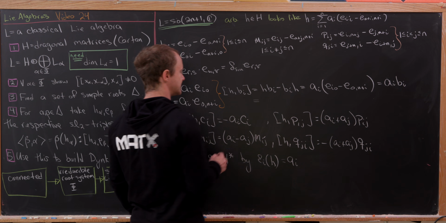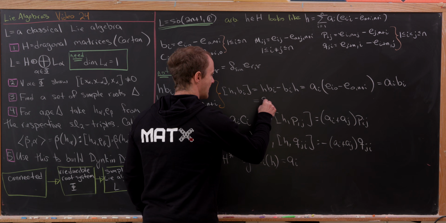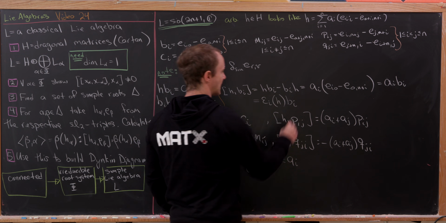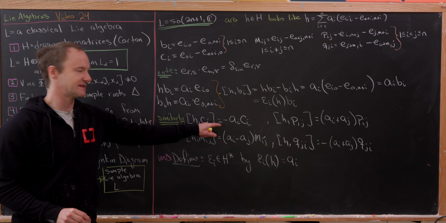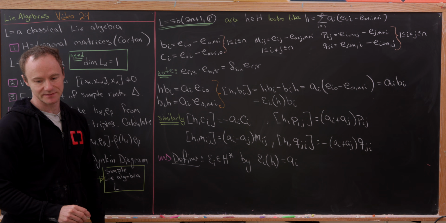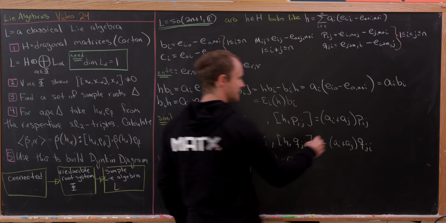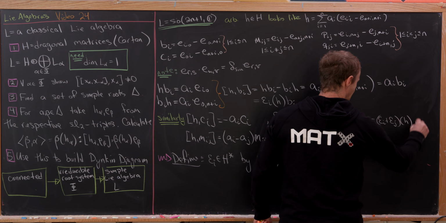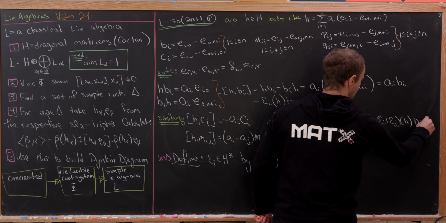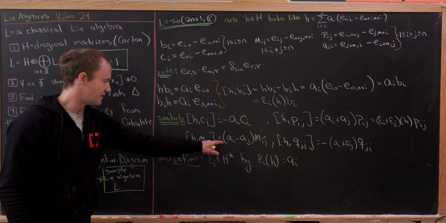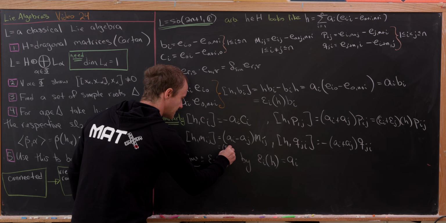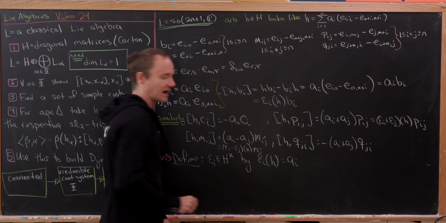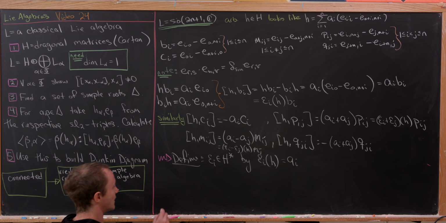So this one right here is exactly what? So it's going to be epsilon I evaluated at H times BI. And then this is minus epsilon I evaluated at H times CI. And then, well, what's this one? So this is going to be epsilon I plus epsilon j evaluated at H times Pij, for instance. And then this one right here, that's going to be epsilon I minus epsilon j evaluated at H times Mij, which really tells us what our roots should be.